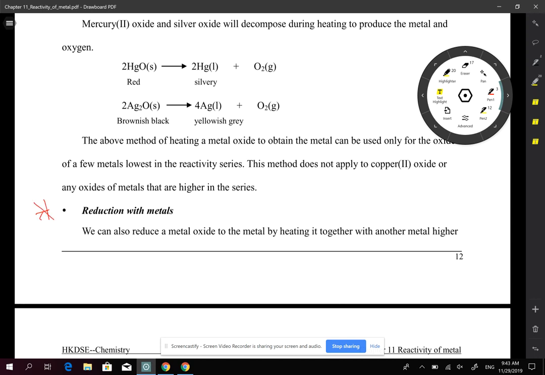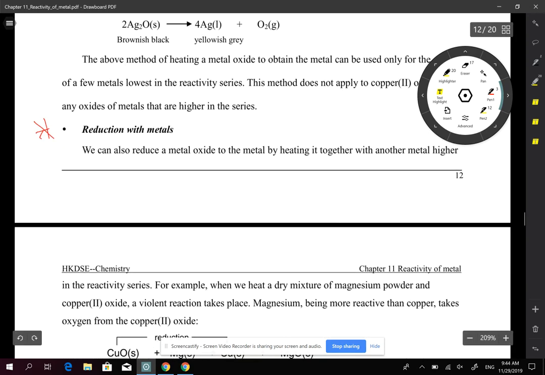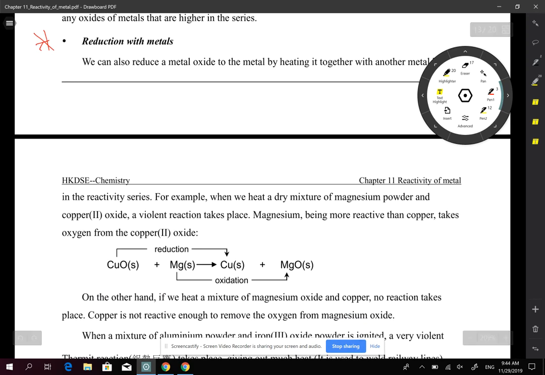Now, reduction with metal. How can we do it? The concept is not difficult. If you have a metal oxide, how can you reduce it or extract it? Try to find something to remove the oxygen. For example, if you are given copper(II) oxide, how can we get back to copper? If we can remove the oxygen, then the copper will form back to the element.